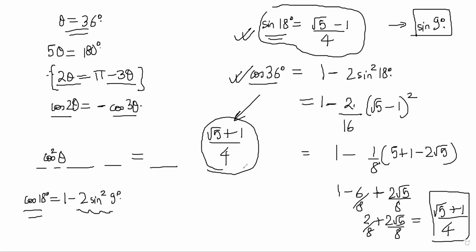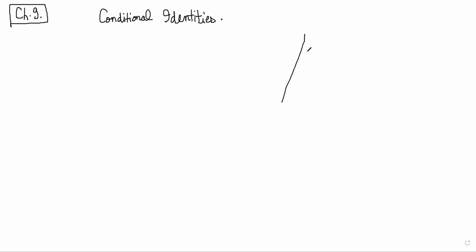So then what we'll do is we'll move on to chapter 9, which is identities, conditional identities basically. And the second part of the chapter is about trigonometrical equations again. So conditional identities basically means there has to be a condition that is satisfied and then you have to prove some identity, right? So most of the conditional identities in this chapter will be about triangles.